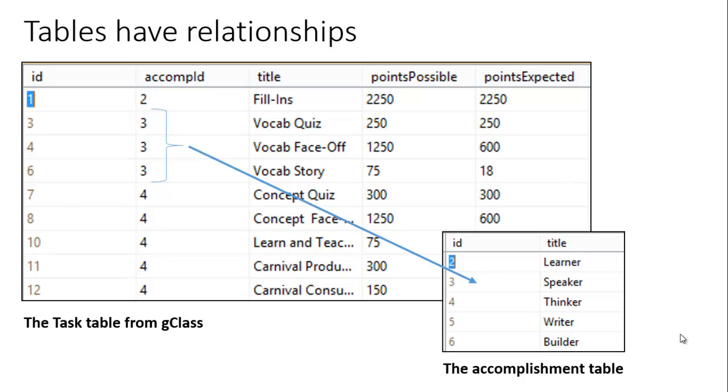But now we want to get a little bit more specific. We want to get a little bit more detailed. We want to get a little bit more professional about the way that we do tables. And to do that, we're going to make relationships between tables.